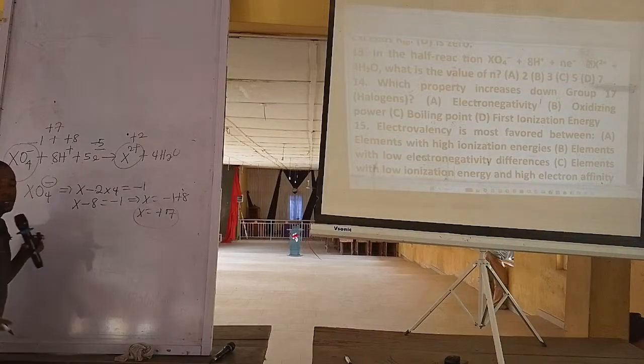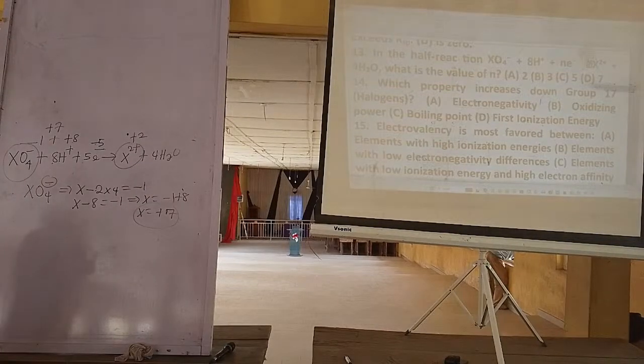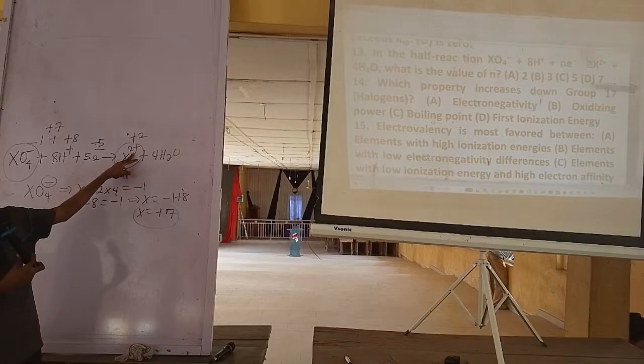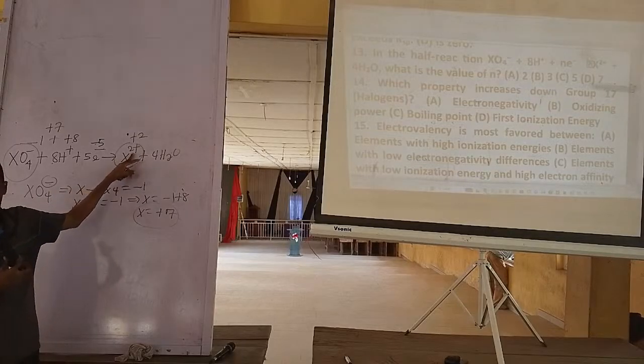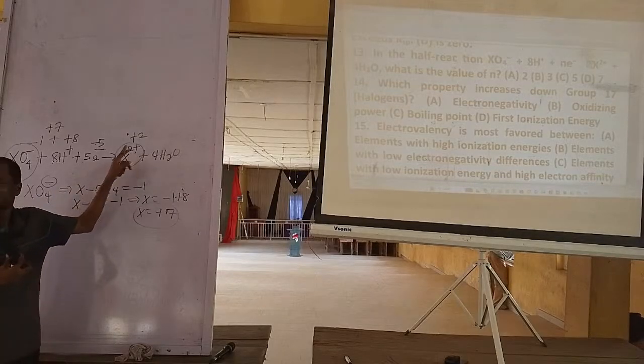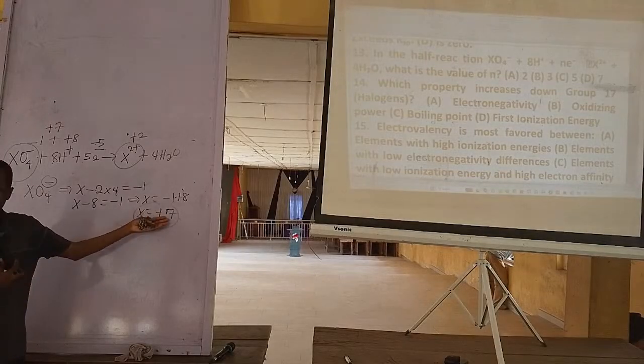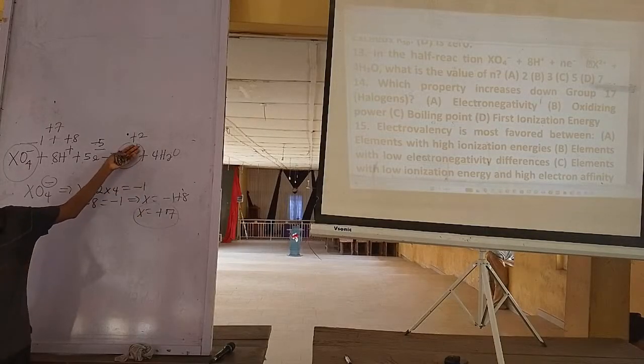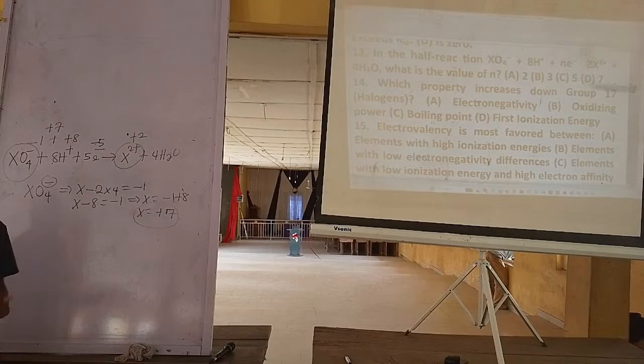Take note of this. And then, let's come here. We're going to calculate here. The oxidation number of X here is already written on top of it. That's plus 2. So that's 7 minus plus 2. That gives you 5. It's as simple as that.